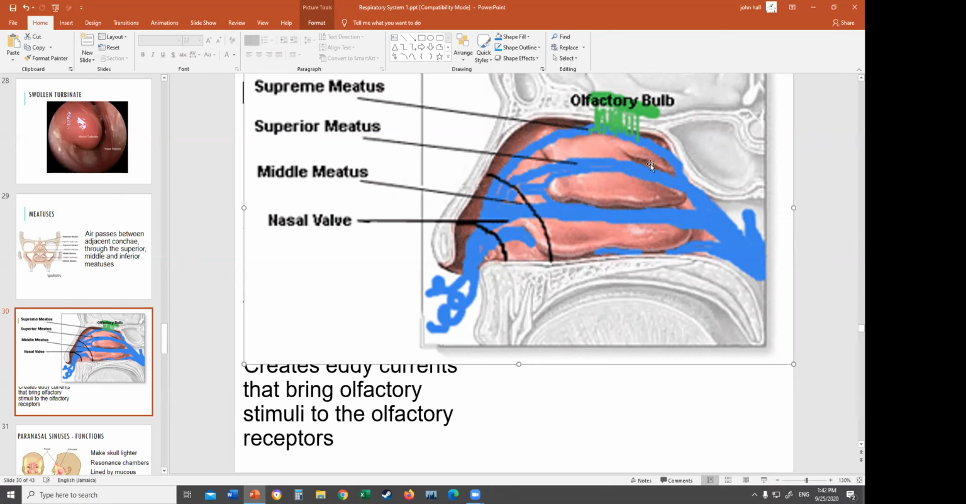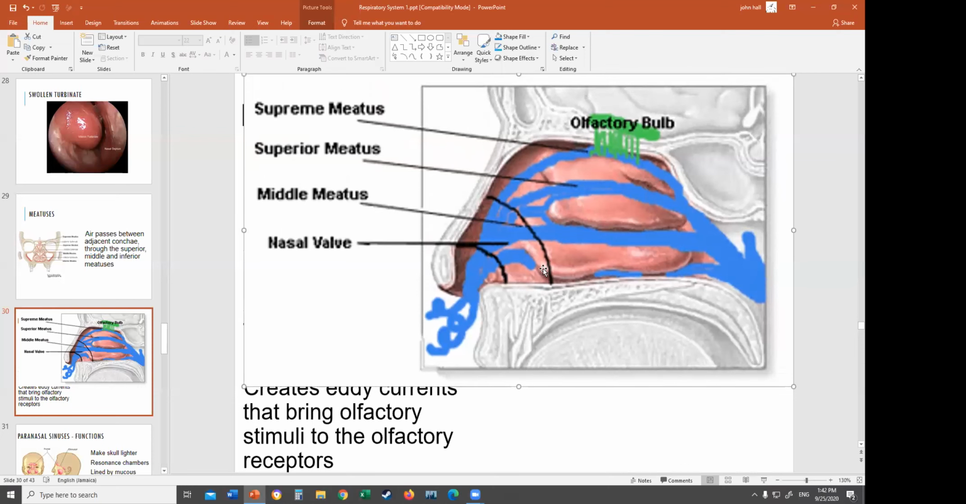If you just breathe in without any of these structures, without swirling the air around first, a smaller amount of air will get cleaned, right? That's one thing that the concha and the meatus are good for, but there are others.